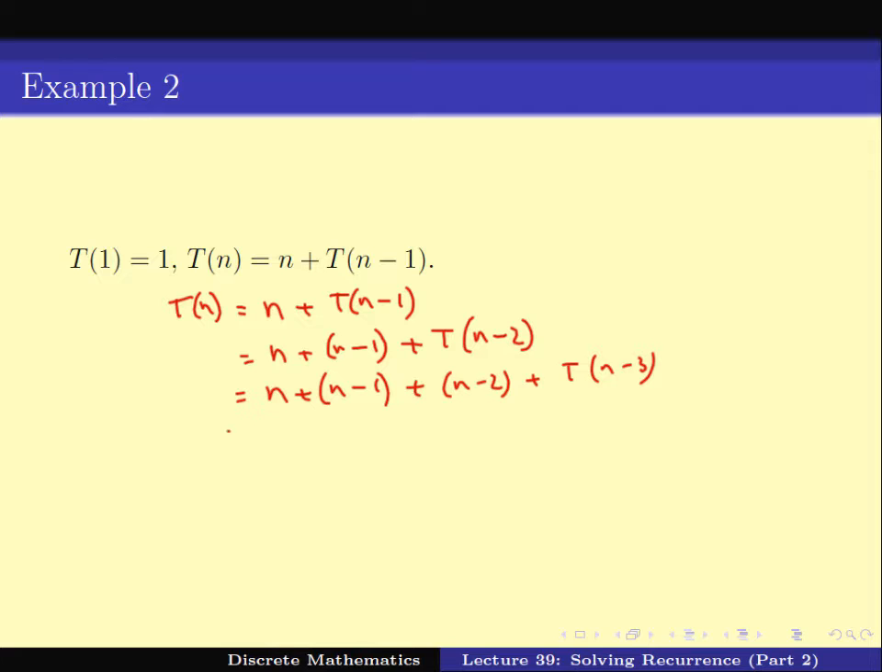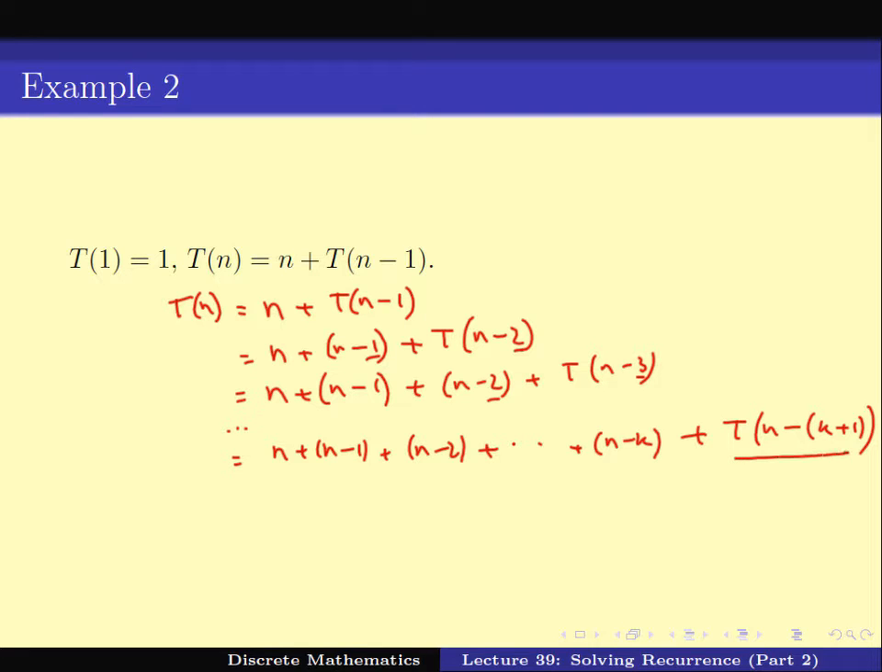And here again, now let's do a leap of faith. As you see here, when I have 3 here, I keep on doing it till 2. When I have 2 here, I keep on doing it till 1. So maybe if I keep on doing this thing till n minus k, I have T of n minus k plus 1, right? Sorry, T of n minus k plus 1.